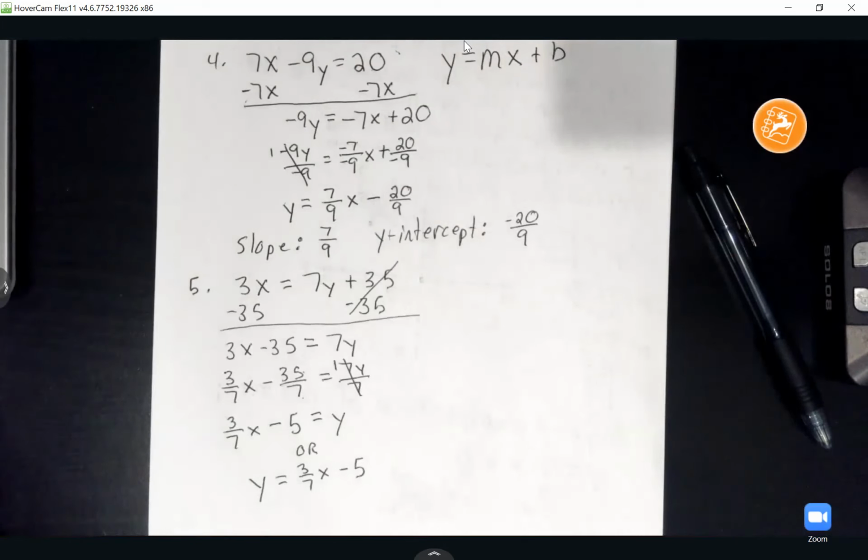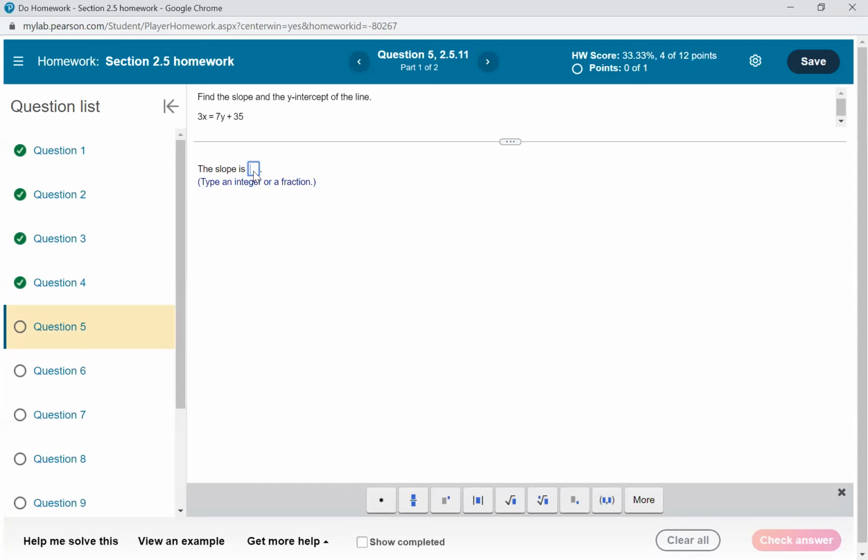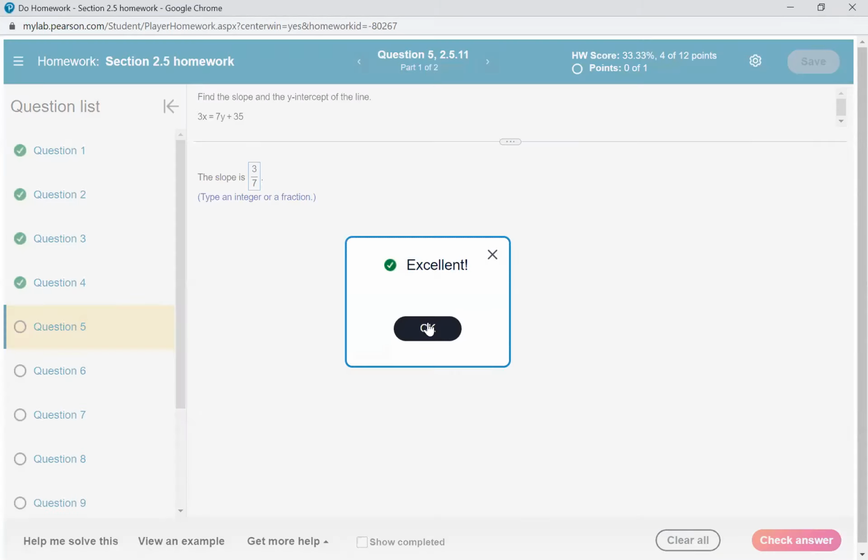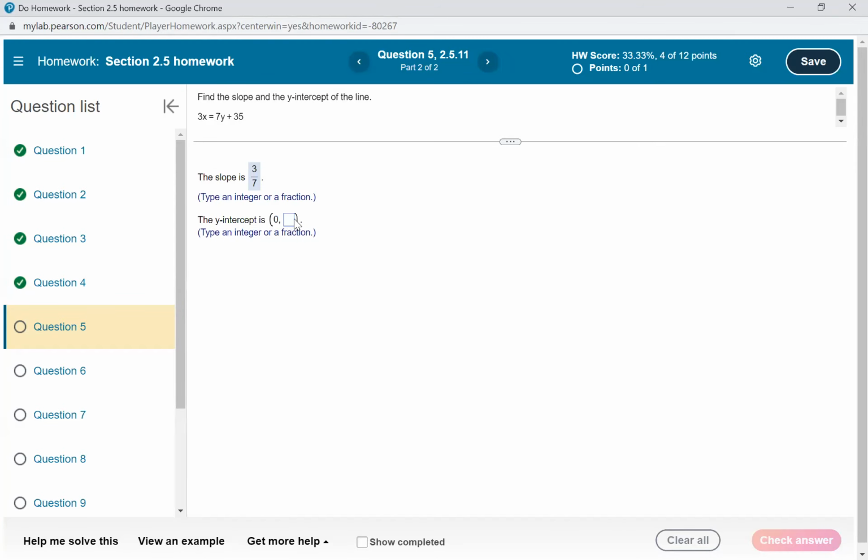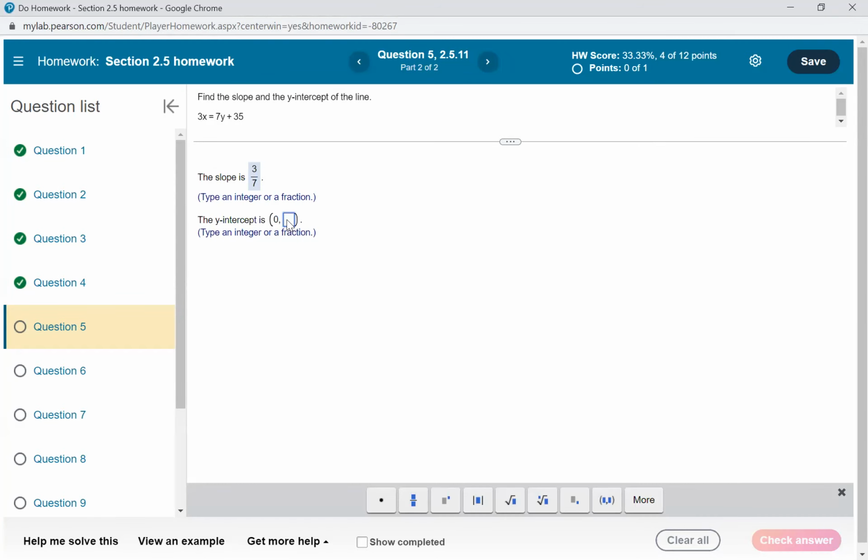All right, so let's punch that in. So we got a 3 divided by 7 for our slope. And then we got a 0, comma, what do we get? -5 for our y-intercept.